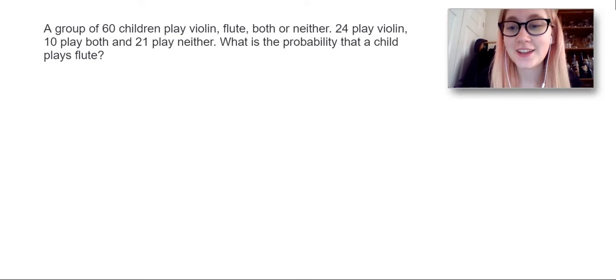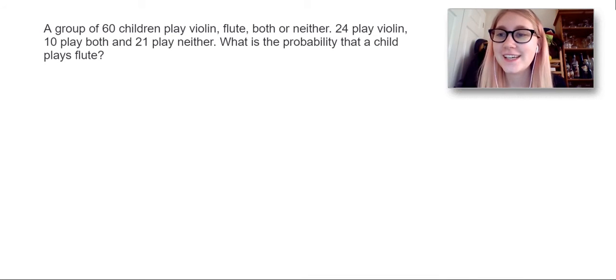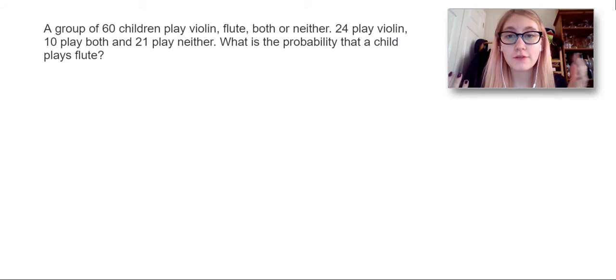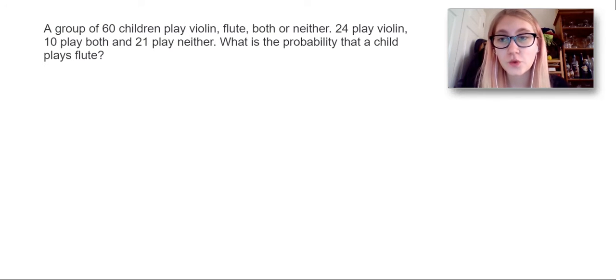So our question here, a bit more of a wordy question, is that a group of 60 children play either violin, flute, both of them, or neither. 24 play violin, 10 play both, and 21 play neither. What is the probability that a child plays flute?